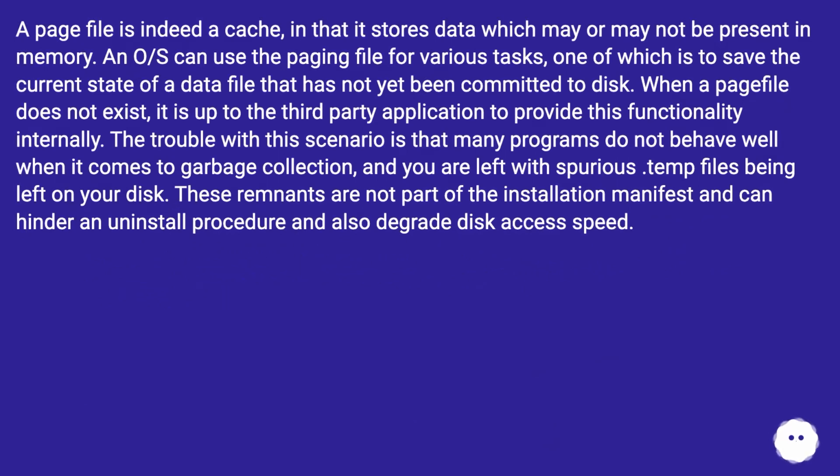A page file is indeed a cache, in that it stores data which may or may not be present in memory. An OS can use the paging file for various tasks, one of which is to save the current state of a data file that has not yet been committed to disk. When a page file does not exist, it is up to the third-party application to provide this functionality internally. The trouble with this scenario is that many programs do not behave well when it comes to garbage collection, and you are left with spurious .temp files being left on your disk. These remnants are not part of the installation manifest and can hinder an uninstall procedure and also degrade disk access speed.